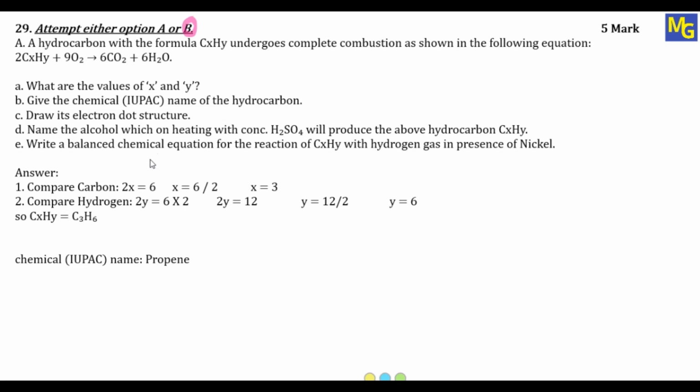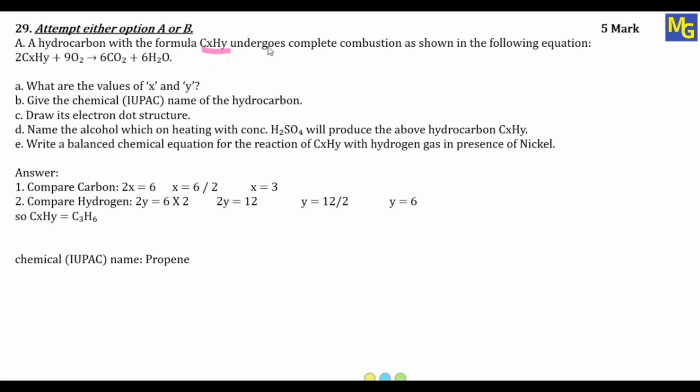Whichever question you are confident you will get maximum marks in, that you have to attempt. So we will start with question A. A hydrocarbon with the formula CxHy. So here they have given a hydrocarbon, but they have not told which hydrocarbon it is.